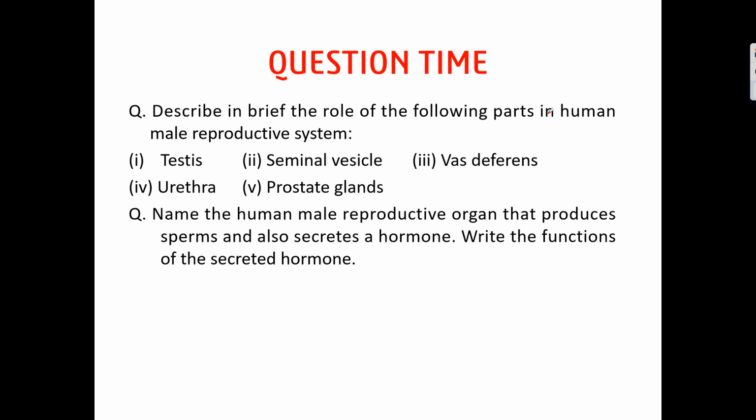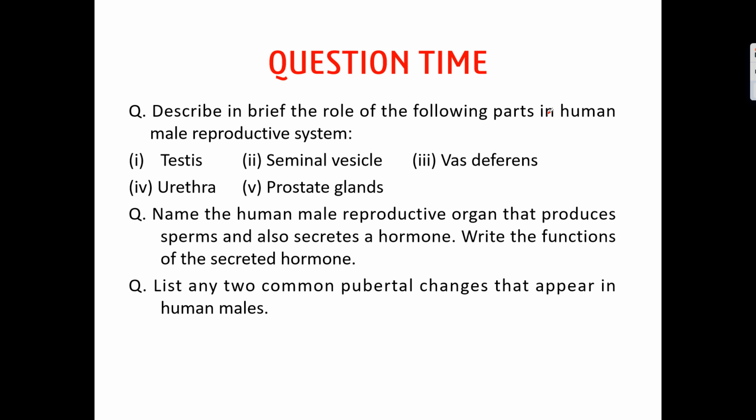Name the human male reproductive organ that produces sperms. Testis, and it also secretes a hormone, testosterone. Write the functions of the secreted hormone. You can write the sexual maturation characteristic features. List out two common pubertal changes that appear in human males.